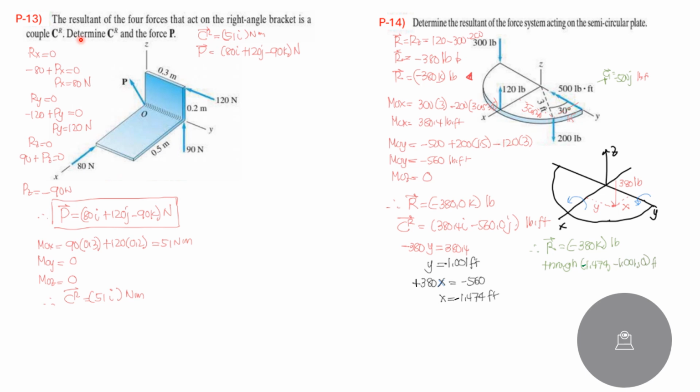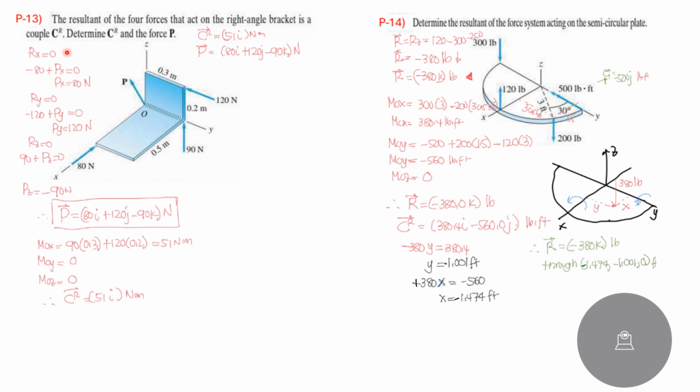So problem 13, these are the last two problems. The resultant of the four forces that act on the right angle bracket is a couple C sub R. Determine C sub R and the force P. So the resultant is a couple, which emphasizes that there's no resultant force. So if there's no resultant force, that means Rx is 0, Ry is 0, and Rz is 0.